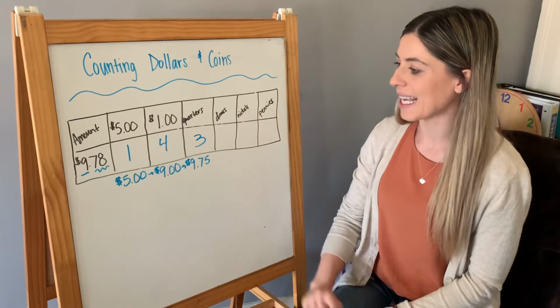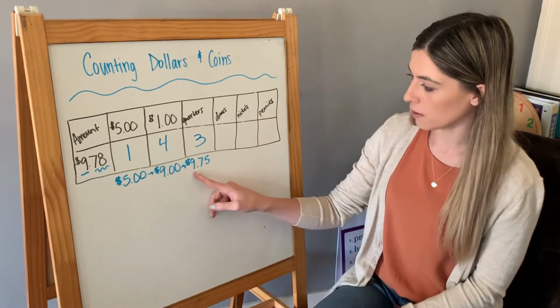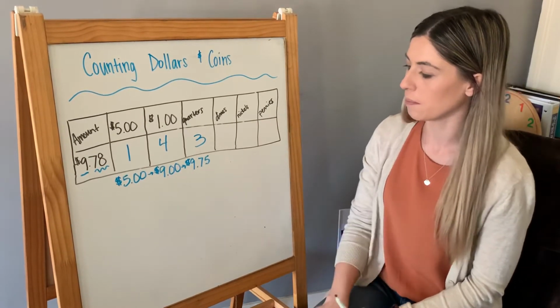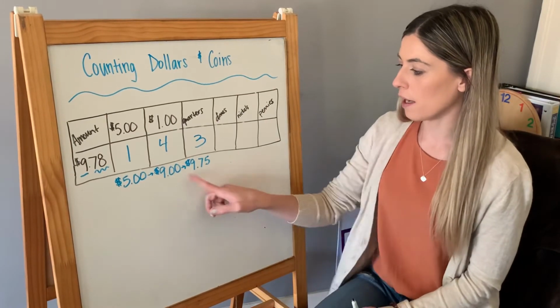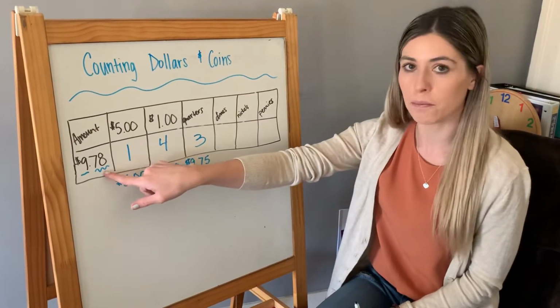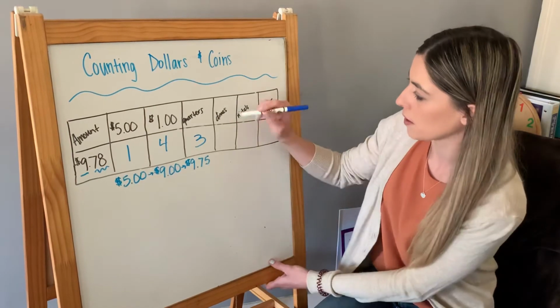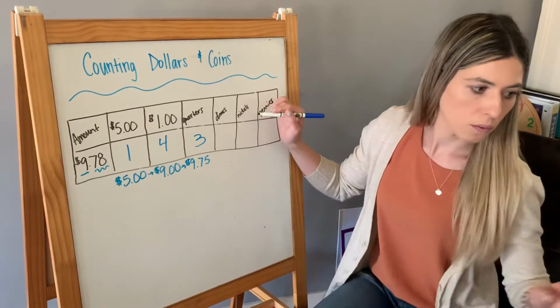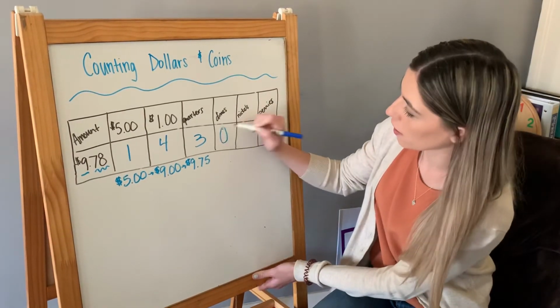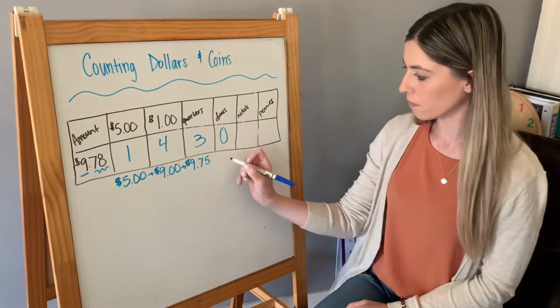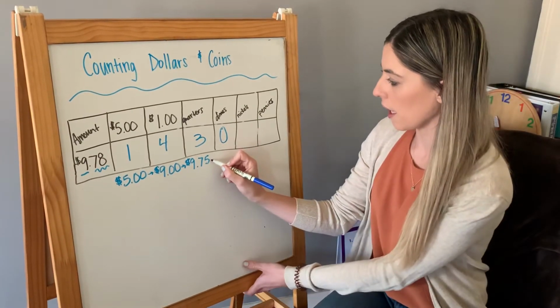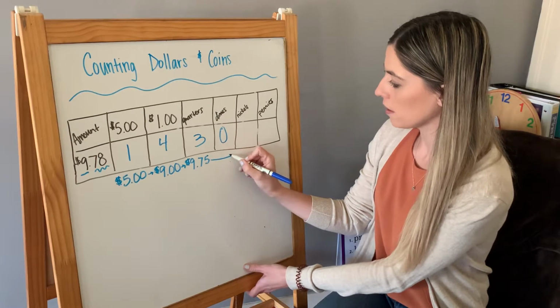So then I have dimes. Dimes are worth 10 cents. Do I want 10 more cents? What would be $9.75 plus 10 cents? That would be $9.85. That's too much. So I don't want any dimes. You can write a 0. We're going to use 0 dimes, no dimes. So my money is still the same. I'm going to do an arrow to the next spot.